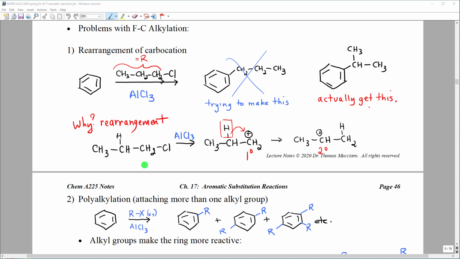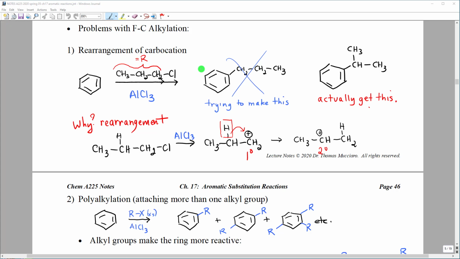So watch this mechanism. We mix the alkyl halide with the aluminum chloride. The chlorine comes off. We get this carbocation. This carbocation is a primary carbocation. We know that primary carbocations are extremely unstable, and so it would rearrange, moving a hydrogen from the secondary carbon over to the primary carbon, a 1,2 hydride shift. We would get a carbocation in the middle, and then that would go on to do our electrophilic aromatic substitution reaction, and the ring would attach to the carbon in the middle.